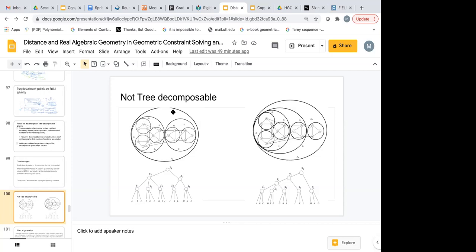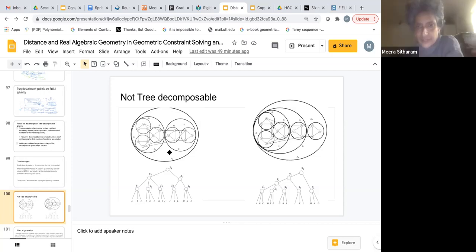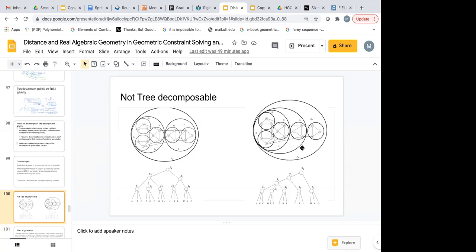Okay, I'll think about it. Thanks. Okay, so this is a rigid subgraph, but this is also a rigid subgraph. Right. Okay.